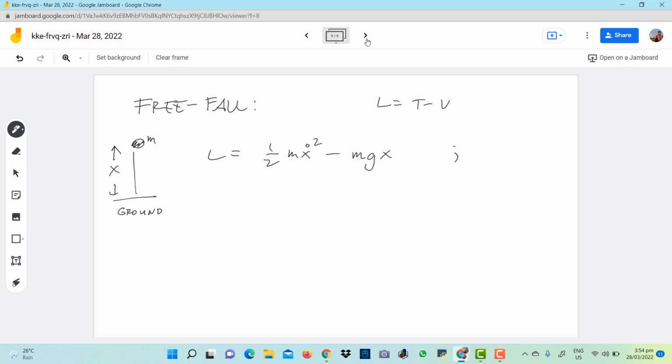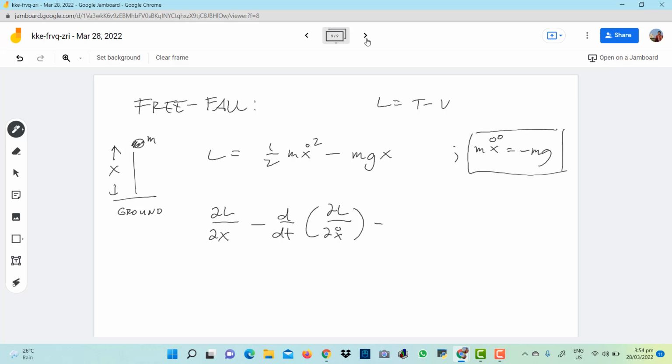And let's see whether we can get this mx double dot for free fall. Take note, that is equal to minus m times g. So we can get that same equation using the Euler-Lagrange equation. There are only two terms: first is the partial L with respect to x minus d/dt of the partial L with respect to x dot equal to 0. Since I only have one degree of freedom, I only have one Euler-Lagrange equation. Okay, take note of that.